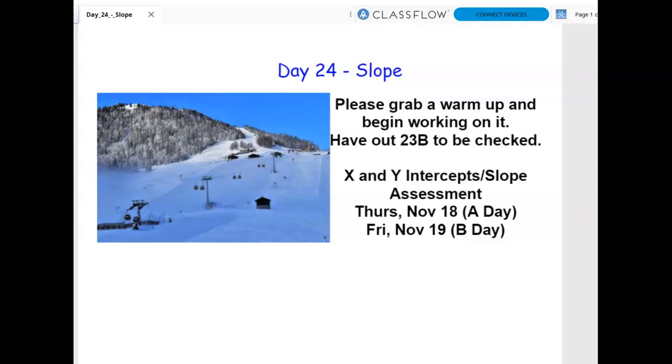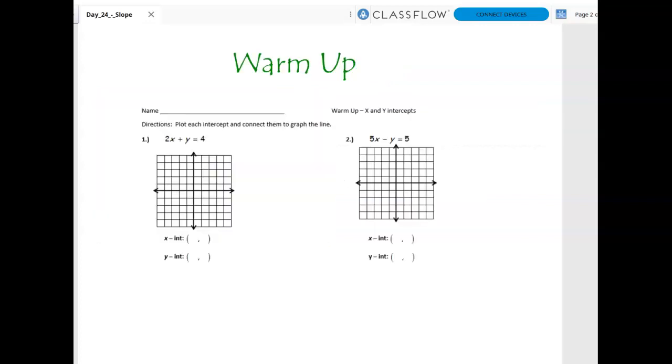We're going to start off by going over the warm-up. If you weren't here, you might want to print out the warm-up or do it on line paper and pause the video right now, and then we'll go over it.